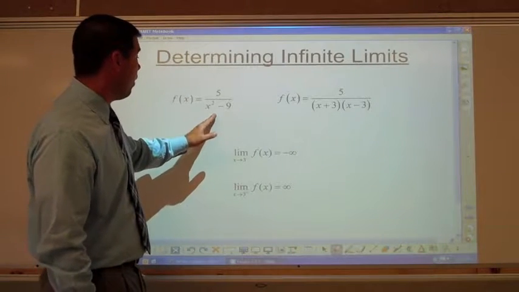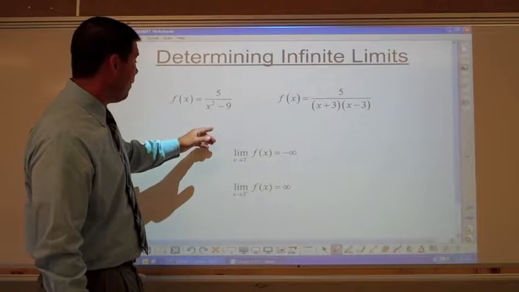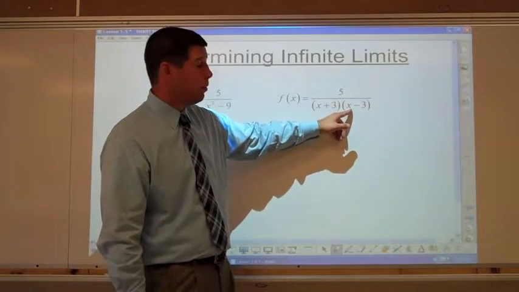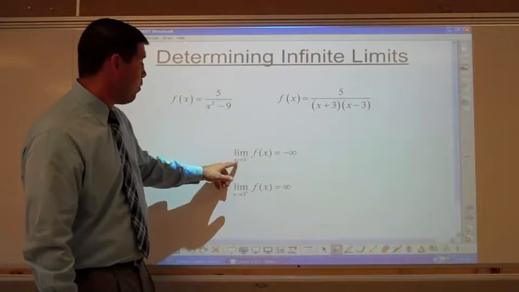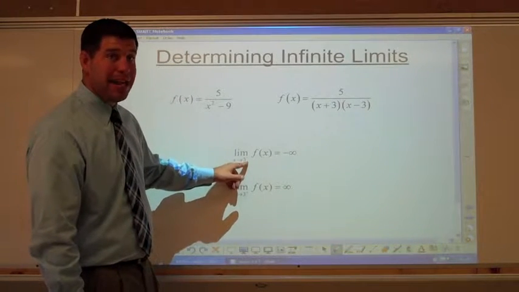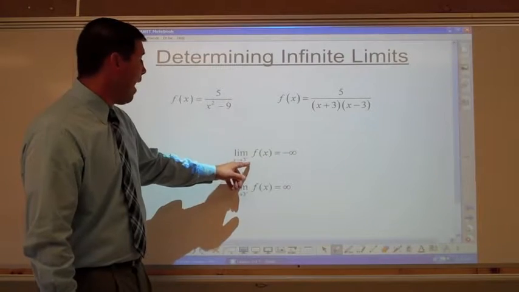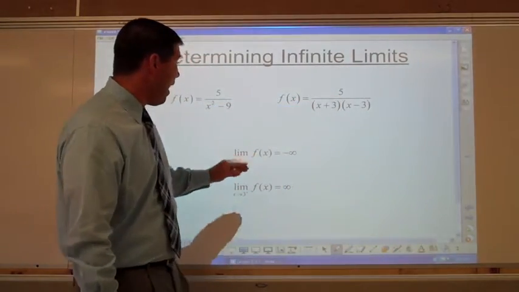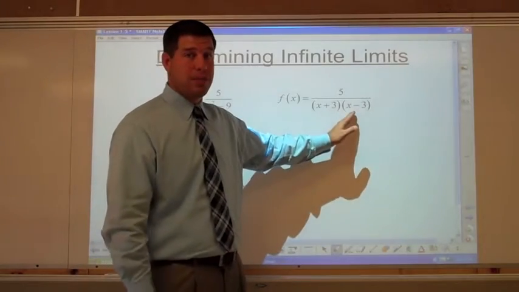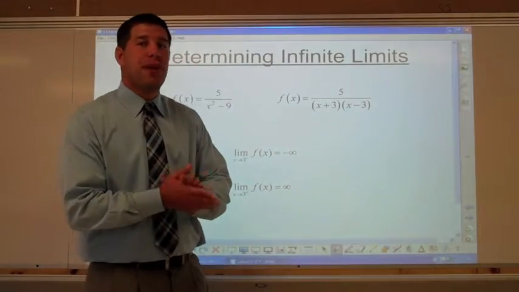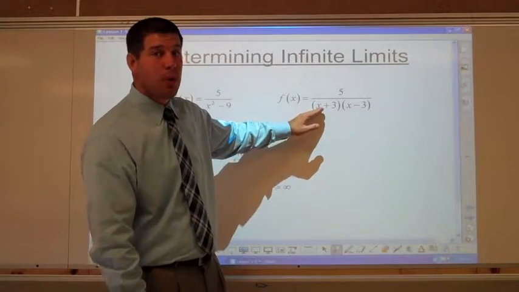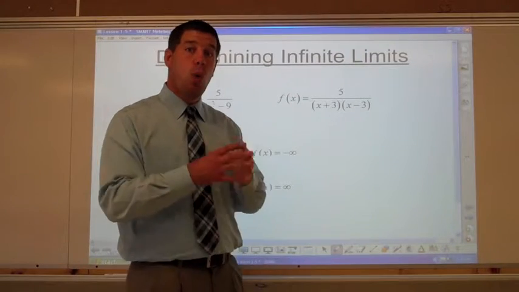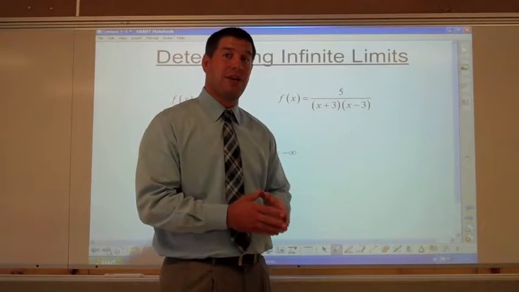So for this function here, I know that x equals 3 is a vertical asymptote. So you look at the function, and as x approaches 3 from the left, from the negative side, you know that the numerator is always going to be positive. You know that x equals 3 is a vertical asymptote. So all you need to do is figure out, is the denominator going to be a positive number or a negative number? And that will determine whether you're going to positive infinity or negative infinity. Once you know it's going to infinity, you just have to figure out the sign.